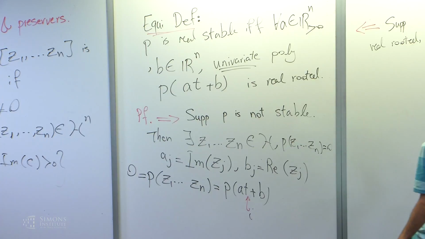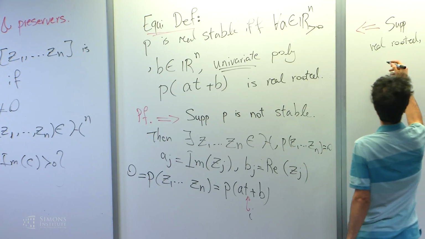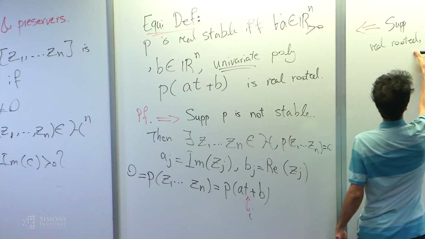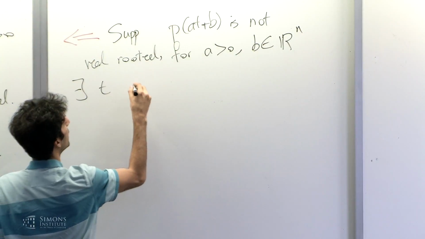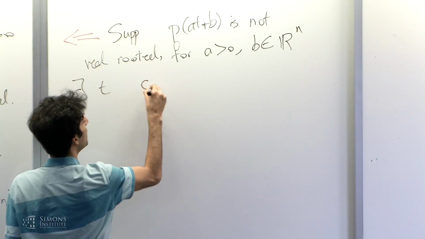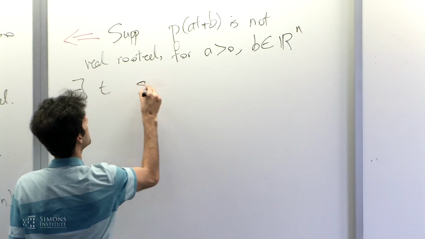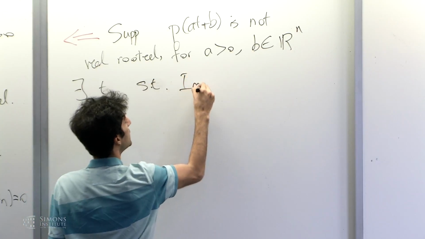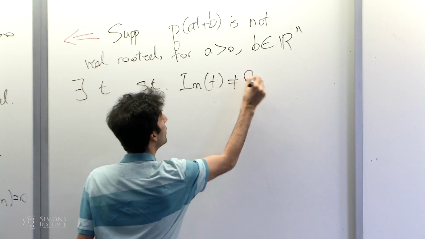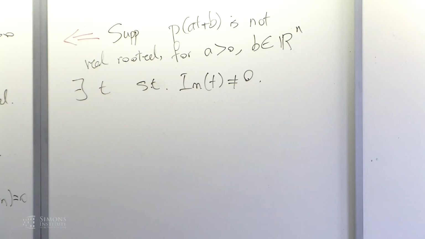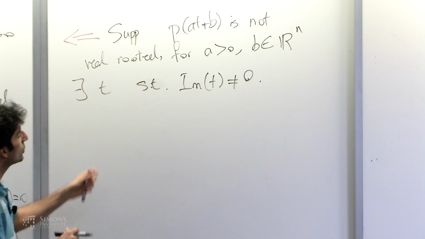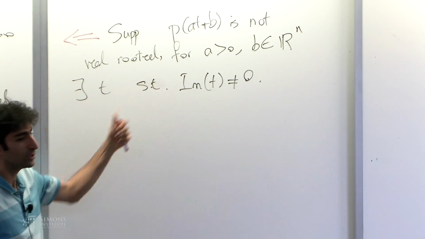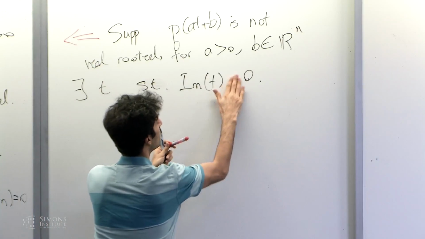So first of all, this is not real rooted. So there exists a complex root. There exists t which is complex, such that the imaginary value of t is not equal to 0. Now, because this polynomial has real coefficients, the roots come in conjugate pairs. We already saw that in the previous talk. So there exists a root not only with non-zero imaginary value, there exists a root with positive imaginary value.